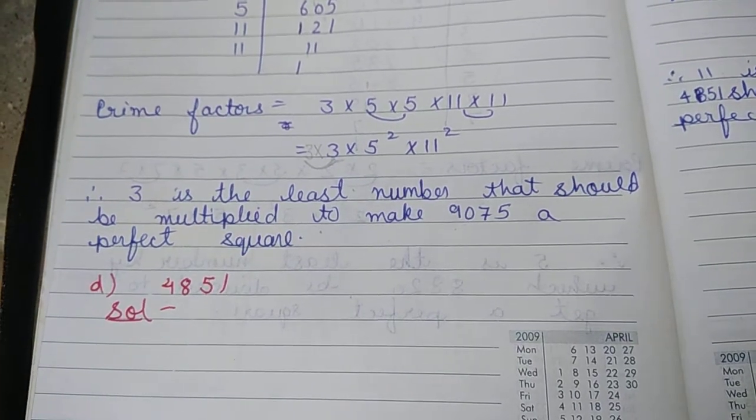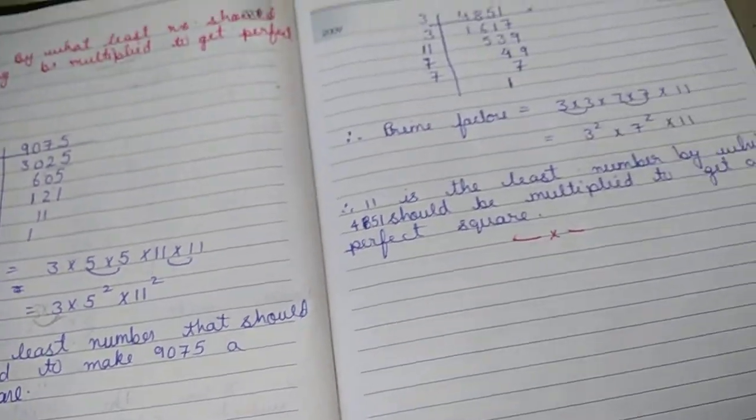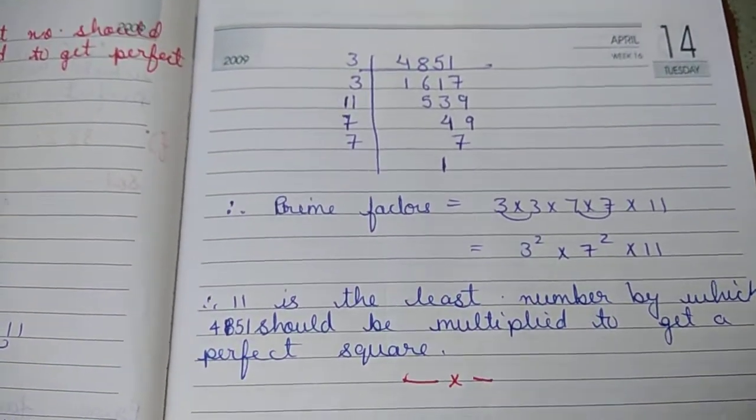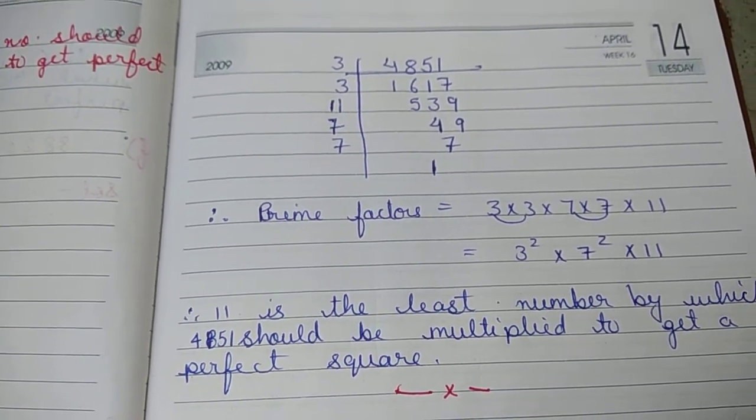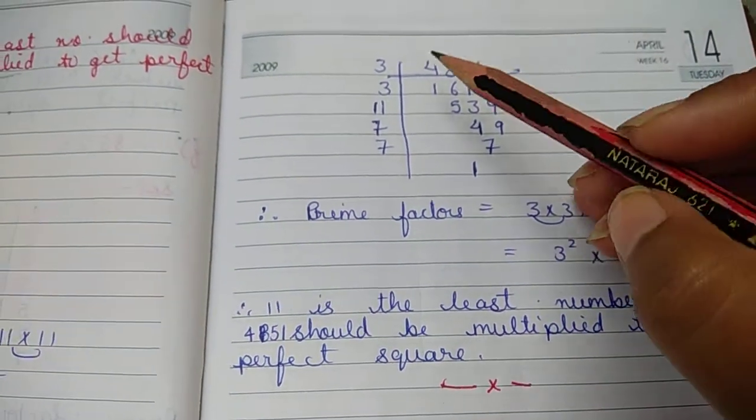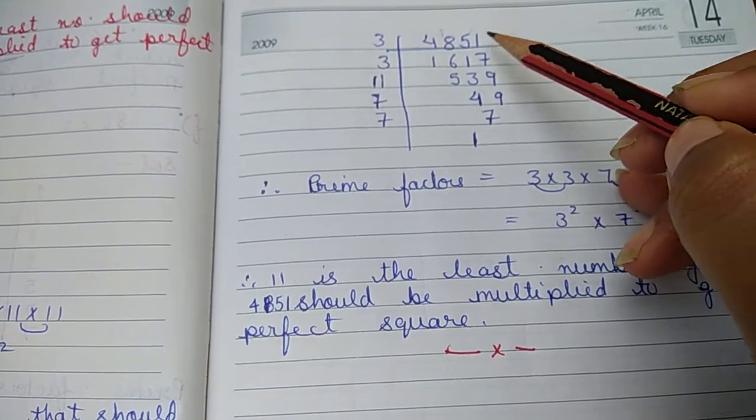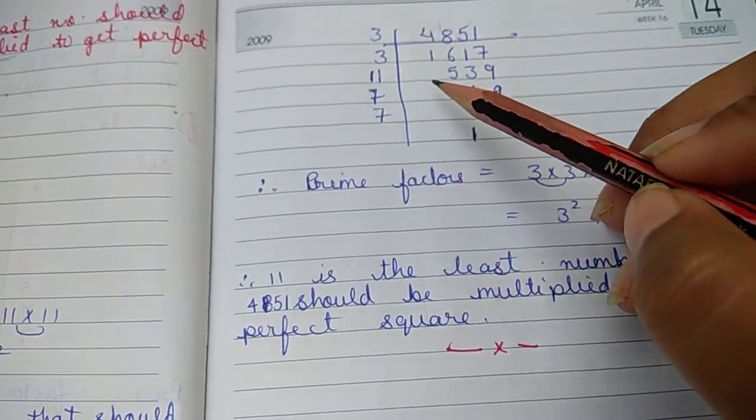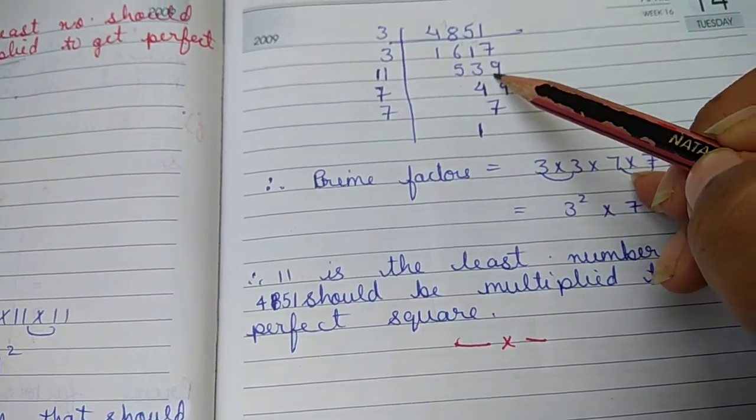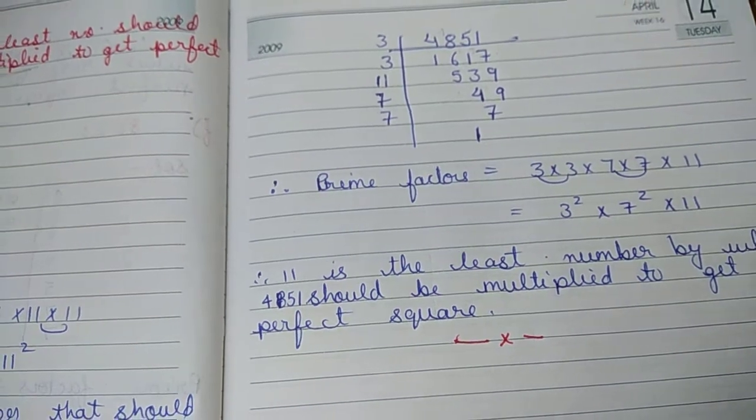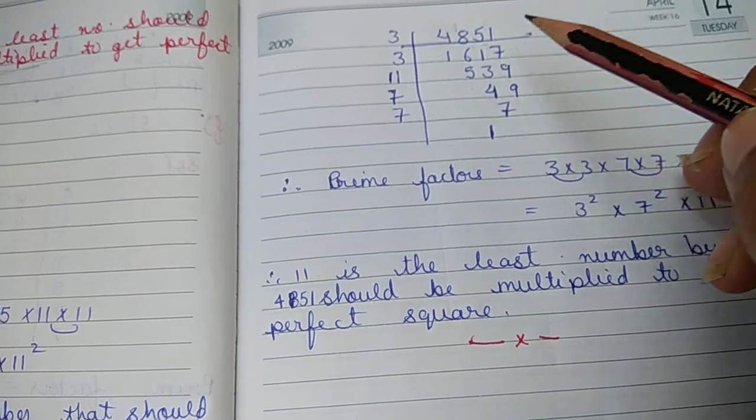Okay, another part of this same question, 4851. Again we'll find the prime factors of the number 4851. First it will go with 3. So 3 1s are 3, 1 is left, 3 6s are 18, then 3 1s are 3, 2 is left, 3 7s are 21, then again 3, 3 5s are 15, 1 is left, 3 3s are 9, 2 is left, 3 9s are 27.